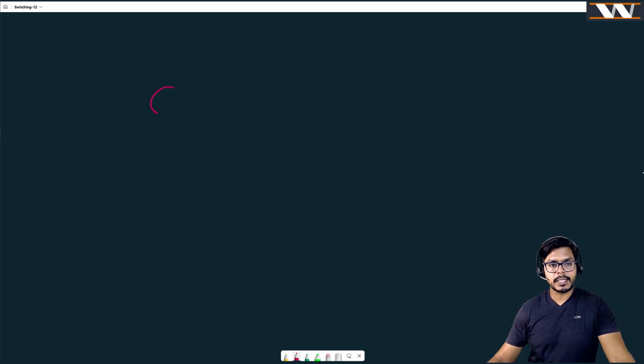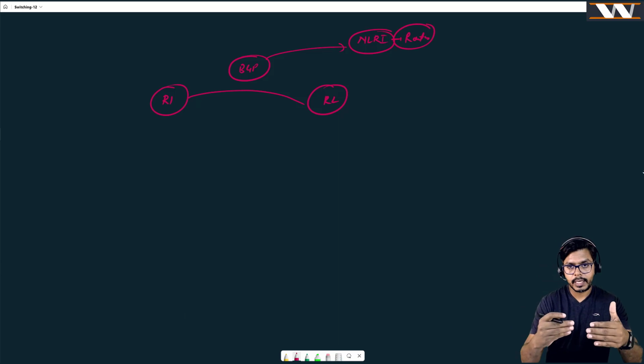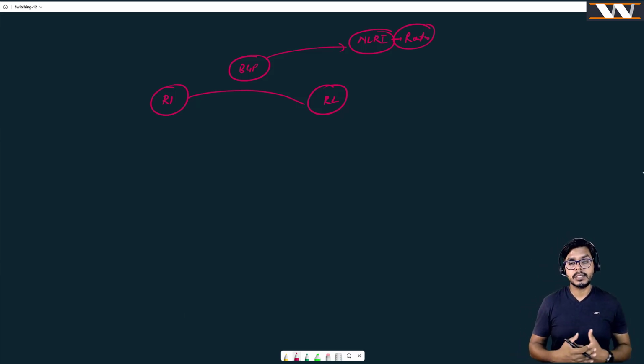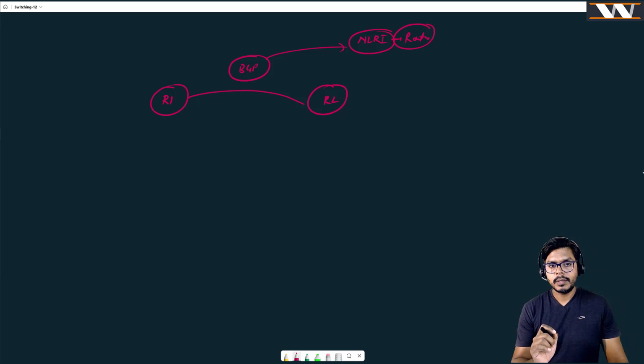I will take the example of two routers, router number 1 and router number 2, and suppose they are running BGP. What exactly BGP does, you all know, it just exchanges network layer reachability information. Do not worry about this term, these are just your routes. As simple as that. BGP exchanges routes, and it can exchange routes in very large quantity. It's a scalable protocol, but its main job is to exchange routes. It is solving a layer 3 problem.